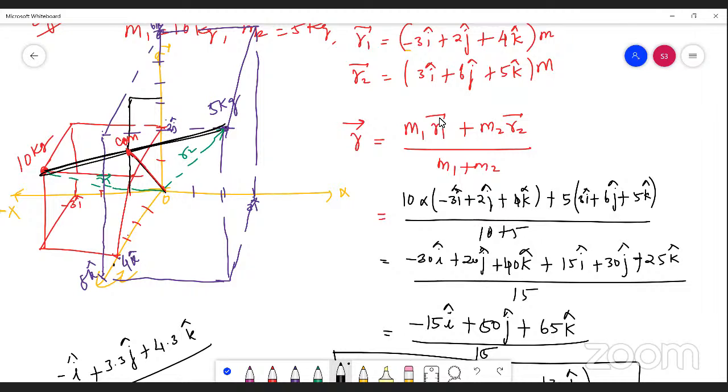Actually, in this diagram, I cannot show it because this is a 3-dimensional diagram. I am showing it in a 2-dimensional space. So it is a little bit messy, but it is projected in the forward direction. And we can say this minus i cap indicates that the center of mass is shifted towards the negative x direction. That means it is shifted towards the greater mass, right? So it is very well understood that the center of mass is always located towards the mass with the greater magnitude.